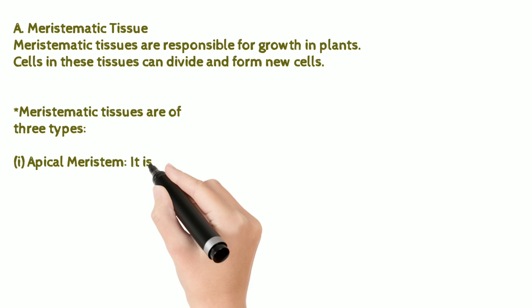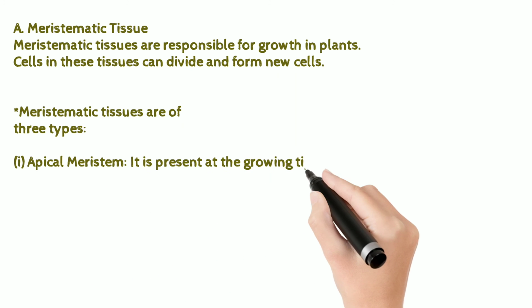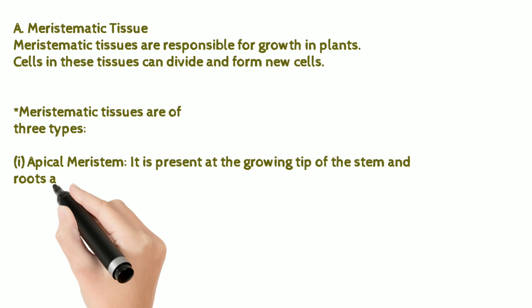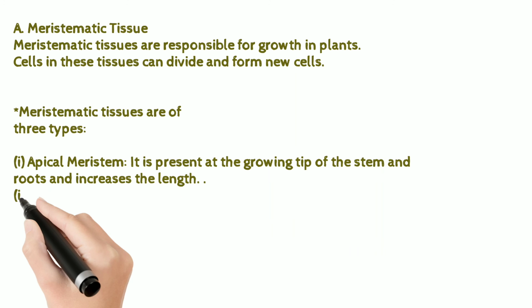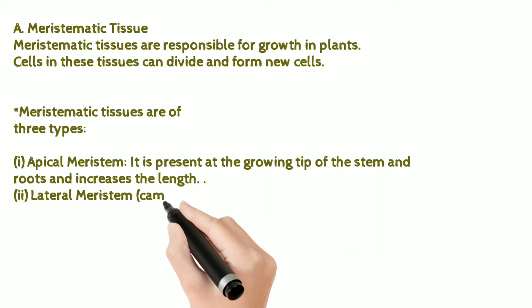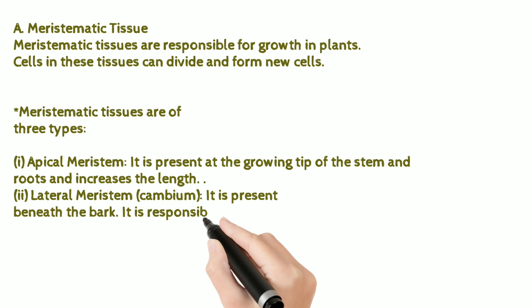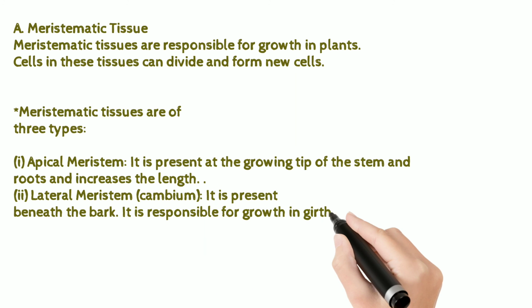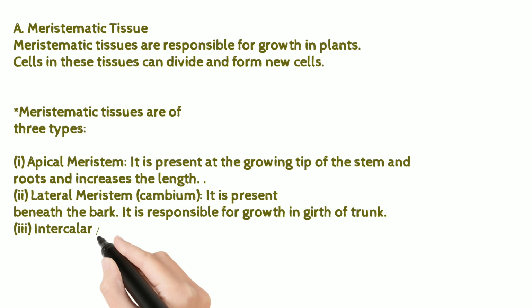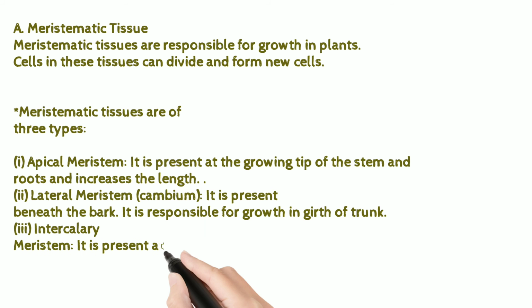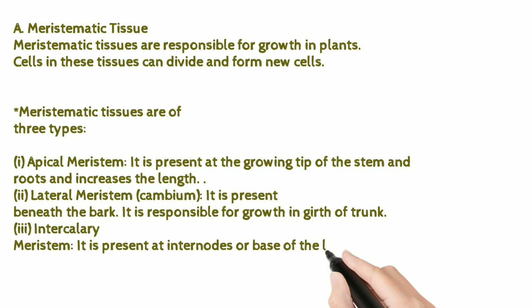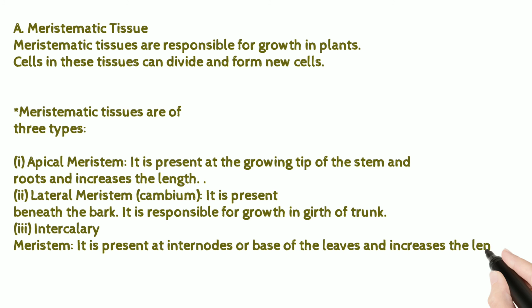I. Apical meristem. It is present at the growing tip of the stem and roots and increases the length. II. Lateral meristem, cambium. It is present beneath the bark. It is responsible for growth in girth of trunk. III. Intercalary meristem. It is present at internodes or base of the leaves and increases the length between the nodes.